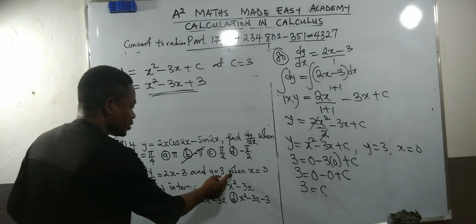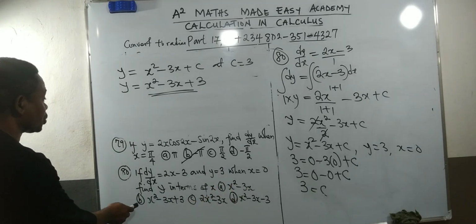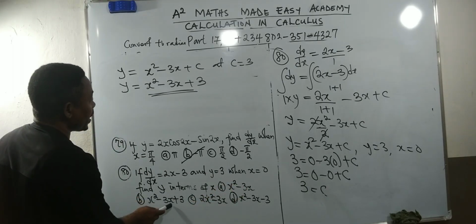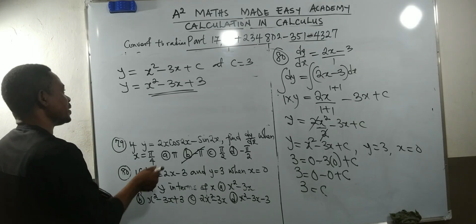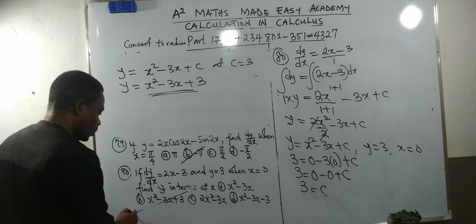Option A says x squared minus 3x. No. Option B says x squared minus 3x plus 3. Oh my goodness. That is the final answer, which is option B.